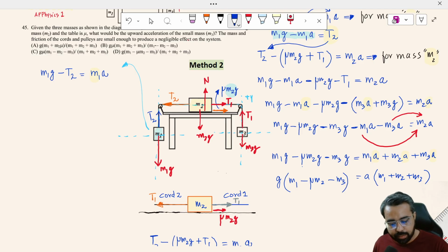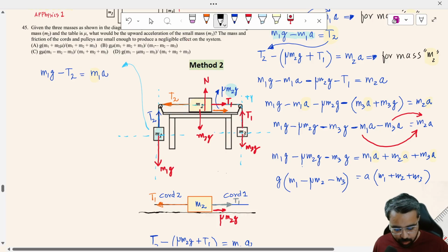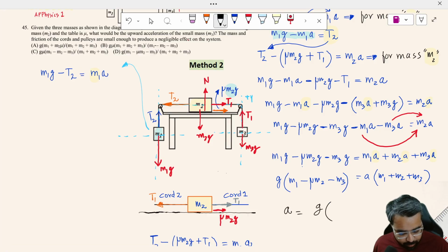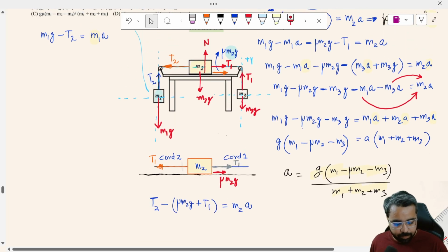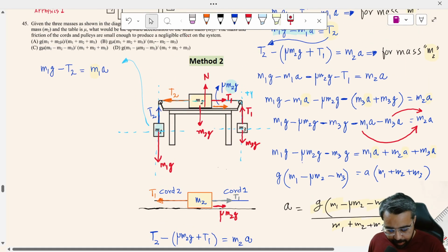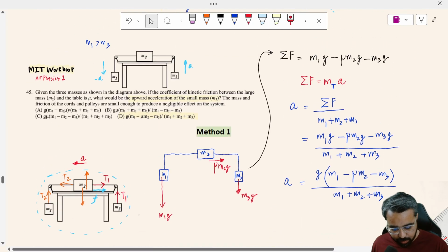I have made another video in which I have solved it by some other methods, so you can also watch that video. So the acceleration is g times m1 minus mu m2 minus m3 divided by the total mass. Okay students, so you see that we have solved this, and finally it is option D that is the right answer. I hope you understand this solution, and this was another method on which I have made a separate video.